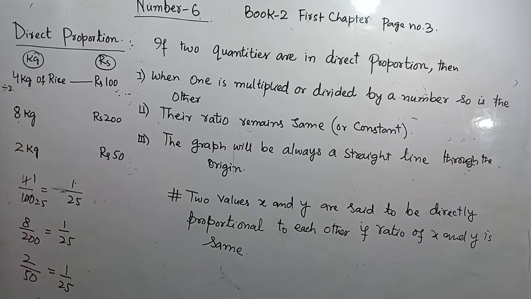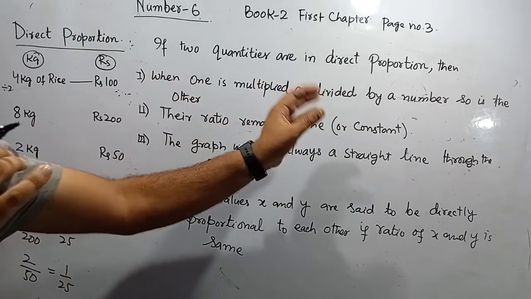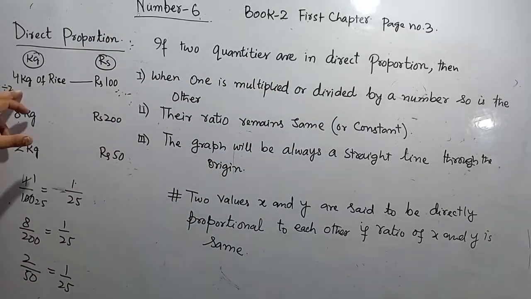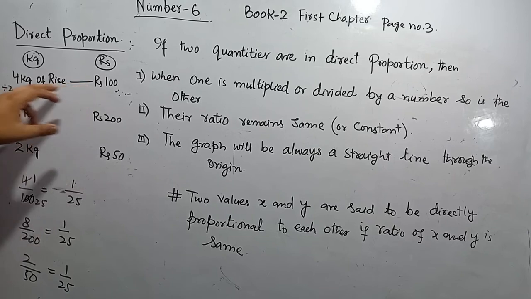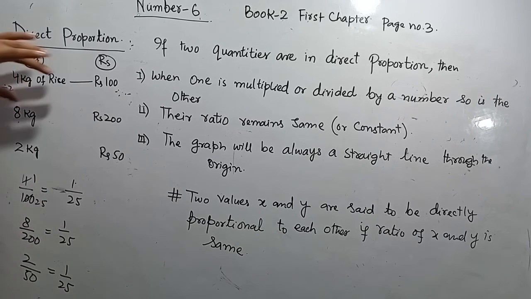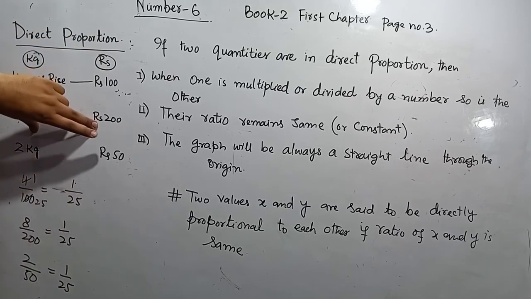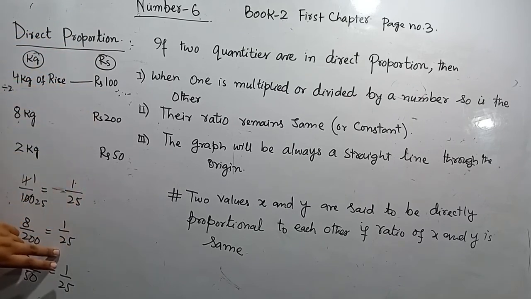Now you can see here, the first thing is clear. When one is multiplied or divided by a number, so is the other. Here it was given that they are in direct proportion, so we are considering them in direct proportion. Then we can say when this is multiplied by 2, this is also multiplied by 2. When this is divided by 2, this is also divided by 2. And the second line, the ratio remains the same. I am finding the ratio of the two quantities, it's 1 by 25.